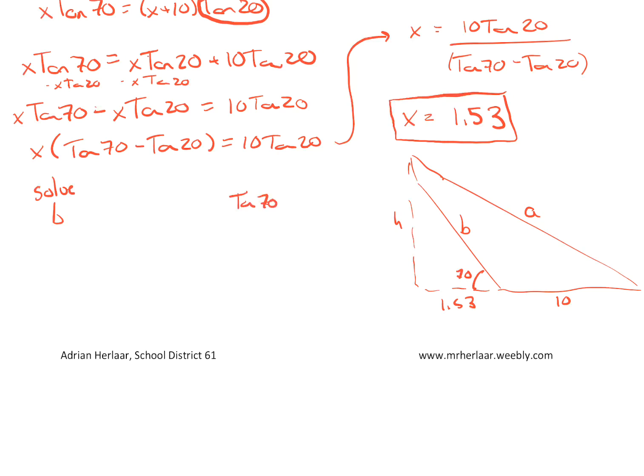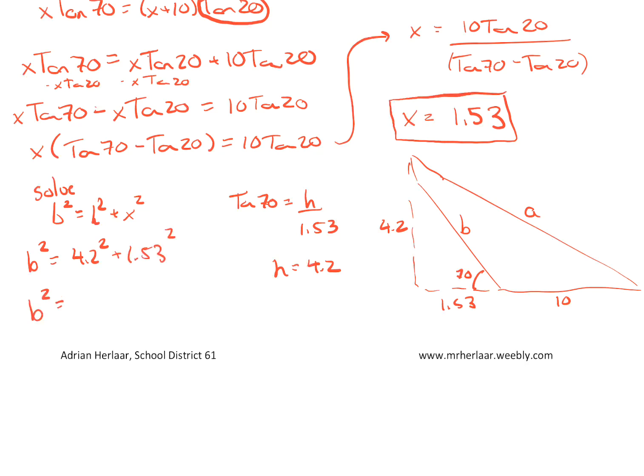So H is, tan 70 is equal to H over 1.53. So H is equal to 1.53 times tan 70. We end up with 4.2. So now you know H, 4.2. And now you can get B. B squared is equal to H squared plus X squared. So B squared is equal to 4.2 squared plus 1.53 squared. B squared equals 19.98. So B is the square root of that, which works out to 4.47.